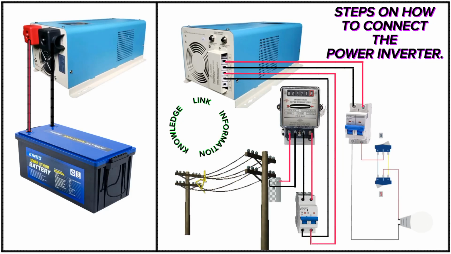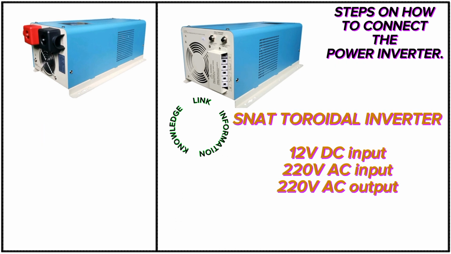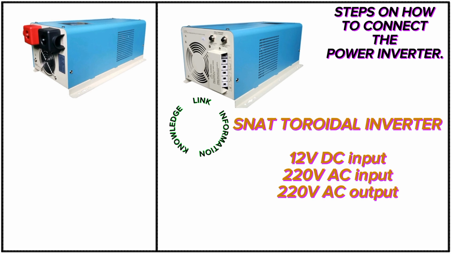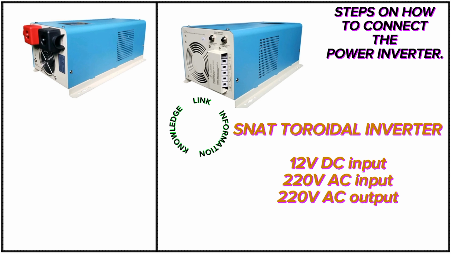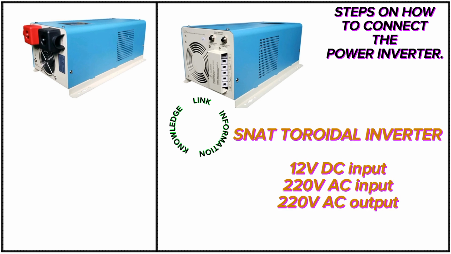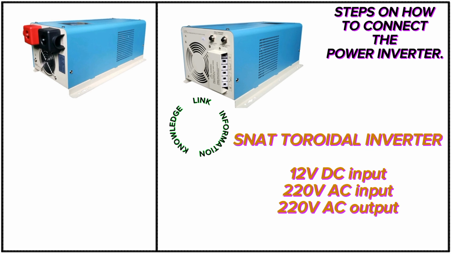Correct wiring connections of any power inverter are very important so that the power inverter will safely operate and not be damaged. In this example, we use the SNAT toroidal off-grid power inverter that has a 12 volts DC input, 220 volts AC input, and 220 volts AC output. Here are the steps on how to connect the power inverter.